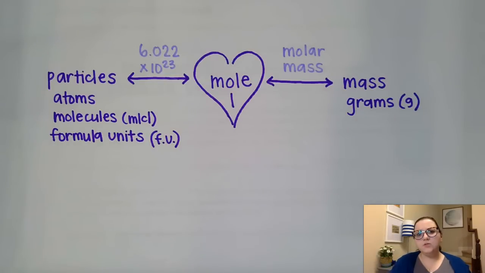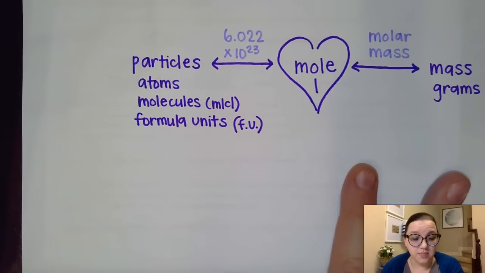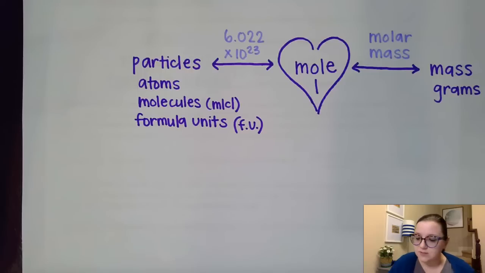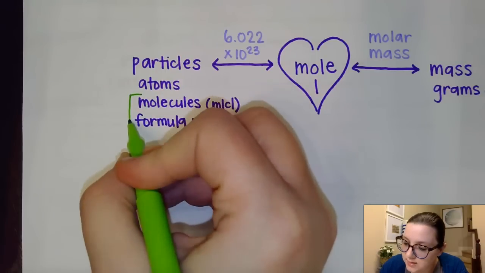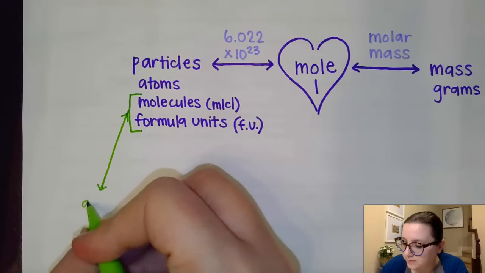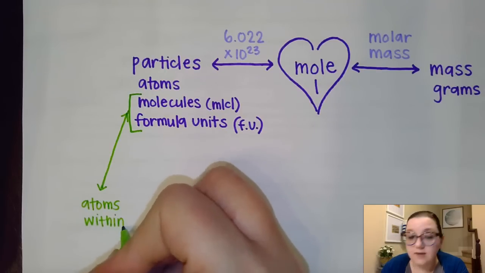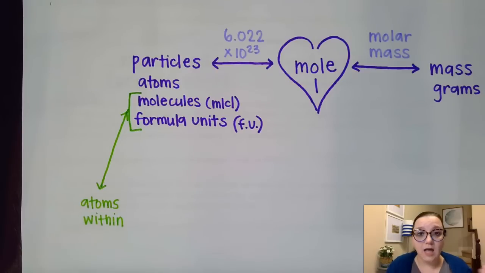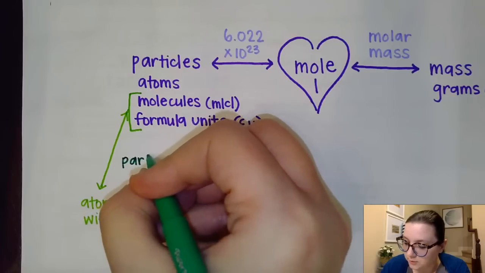What I want to do today is talk about how within this side over here with particles, we can do some extra things. If our particle happens to be a molecule or formula unit, so a compound, we can translate that information back and forth between atoms within, say, an atom that is inside of that compound. So I might have a whole entire molecule, but I want to discuss how many atoms are inside of that. And so to do that, we're going to convert using a particle ratio.